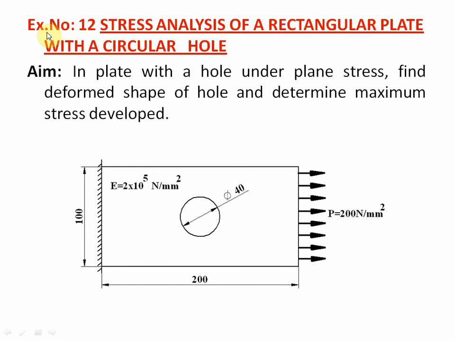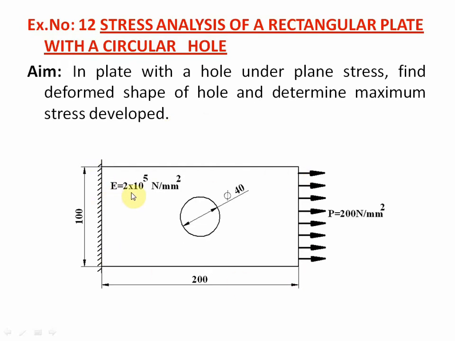So now we'll solve experiment number 12, that is stress analysis of a rectangular plate with a circular hole. This is the first experiment in part B. The aim is, in a plate with a circular hole under plane stress, to find the deformed shape of the hole and determine the maximum stress developed. So this is the figure given.